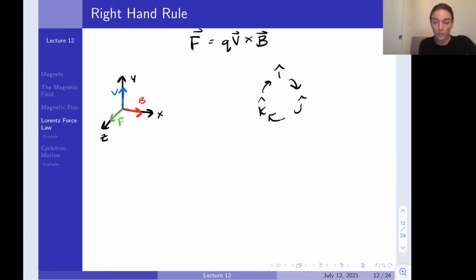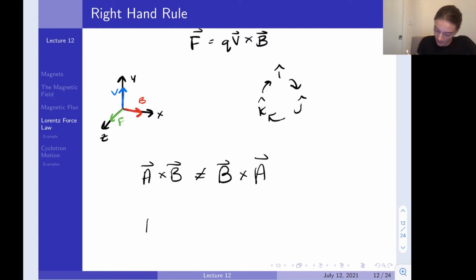Okay, and then another very important thing to remember about the right-hand rule is that it's not commutative. So this is a super easy mistake to make. Remember, your cross product is not commutative. It's actually anti-commutative, which means that A cross B is equal to negative B cross A.